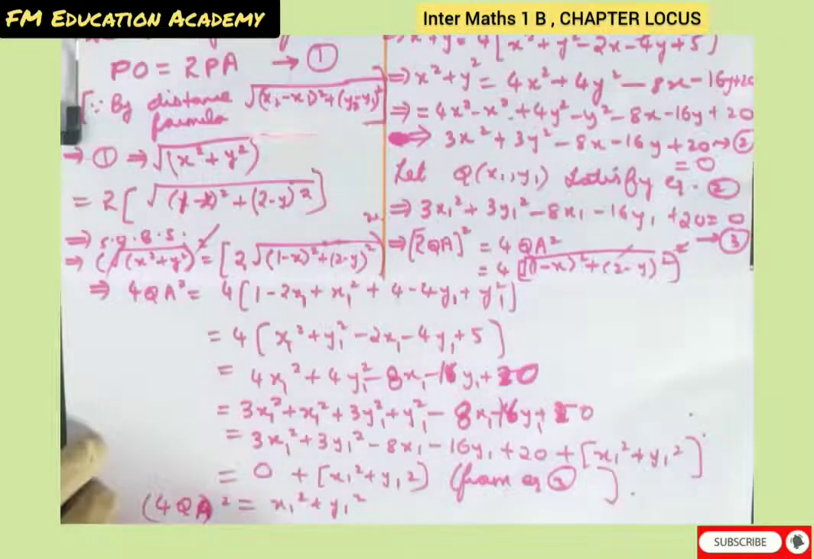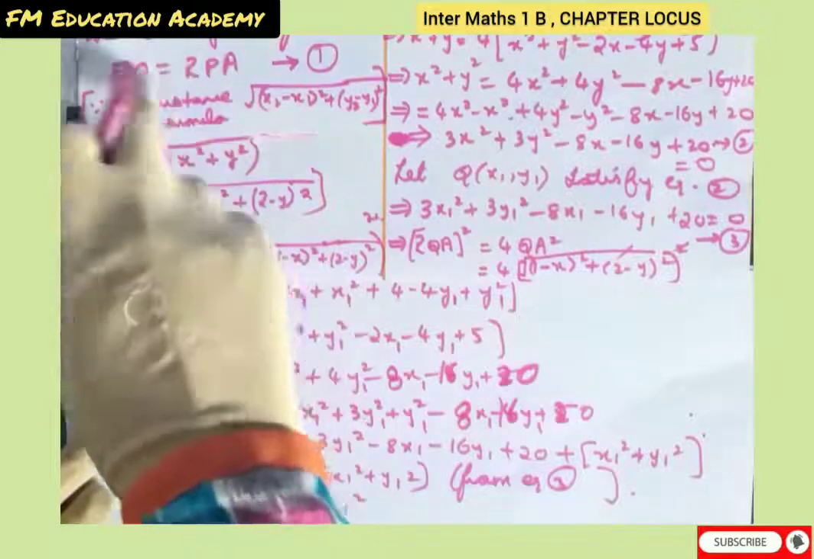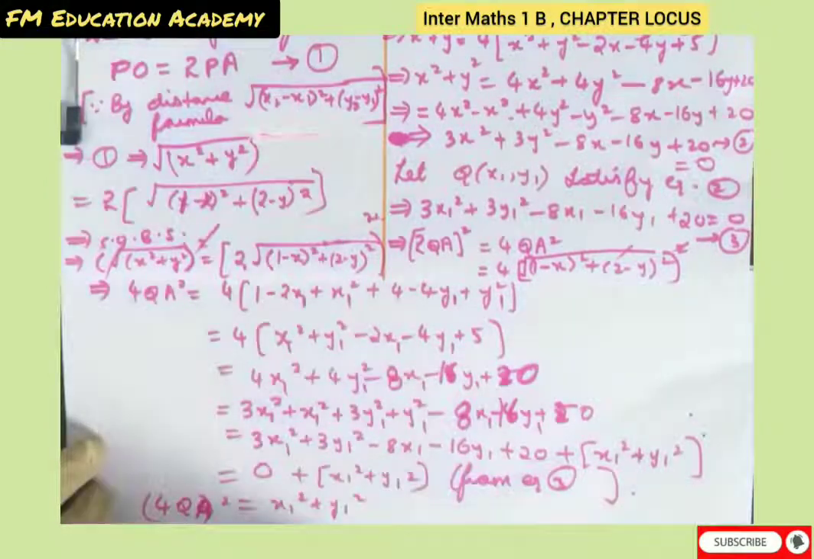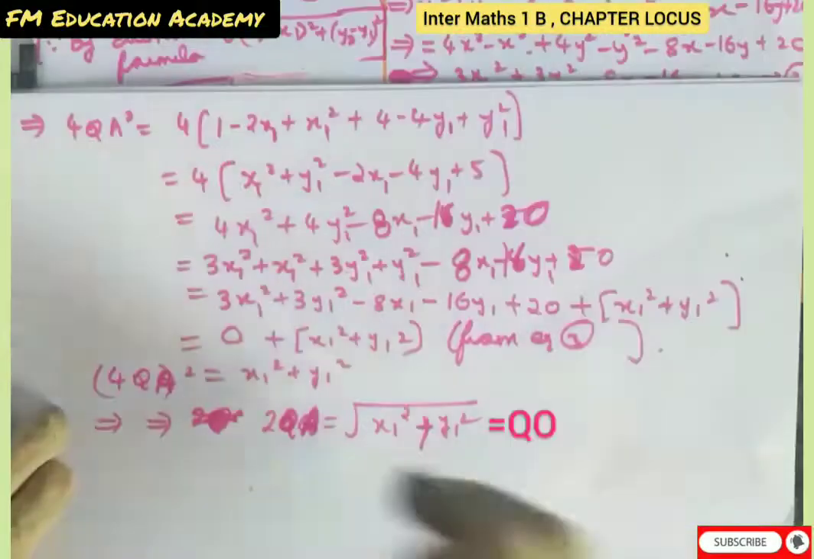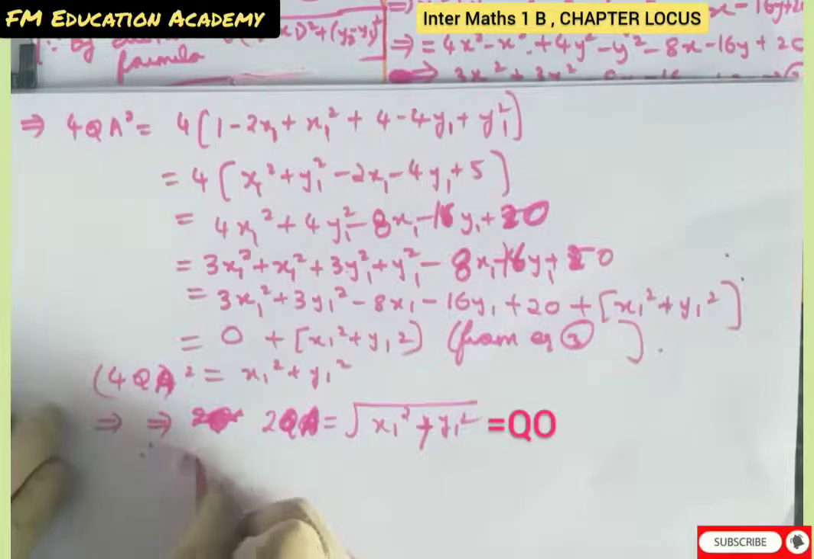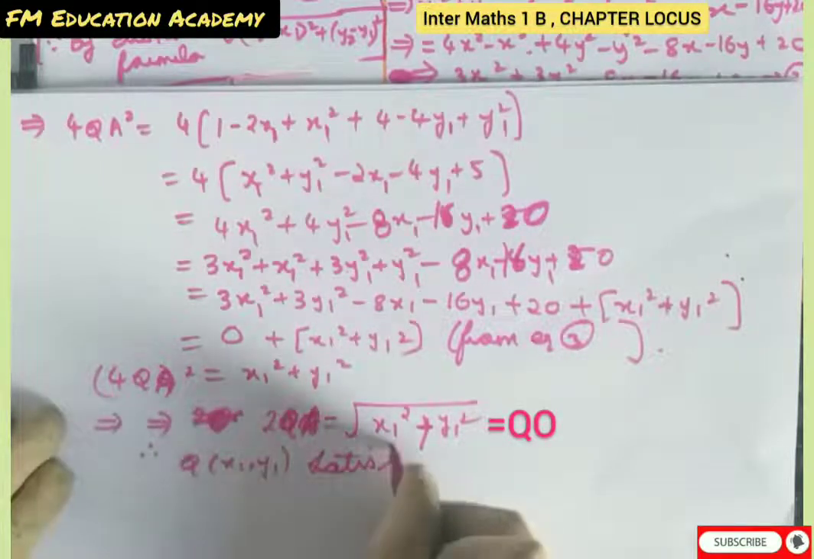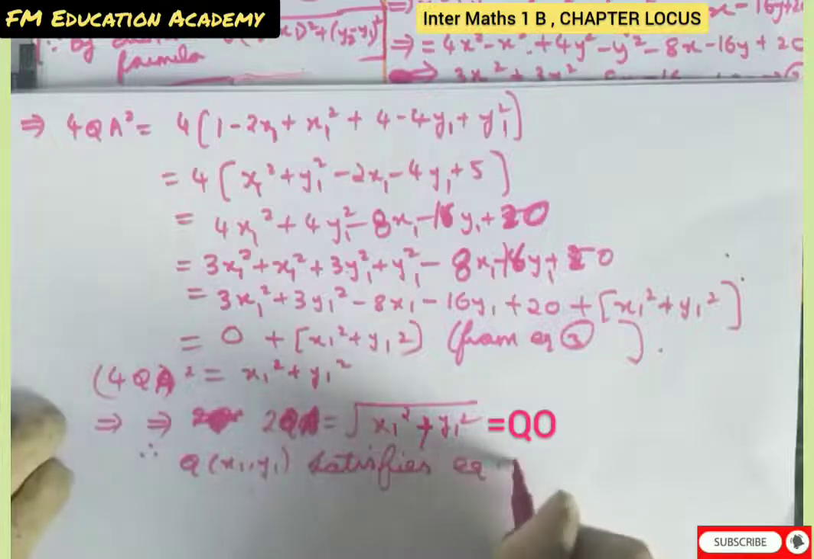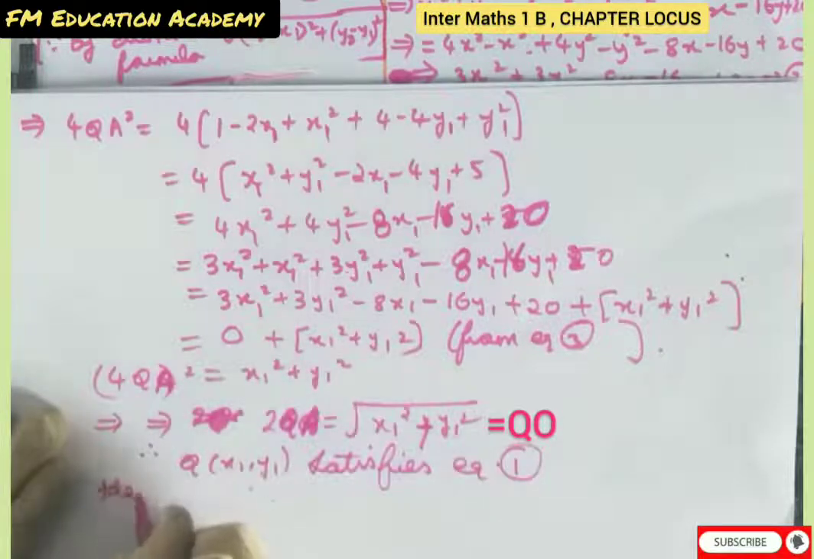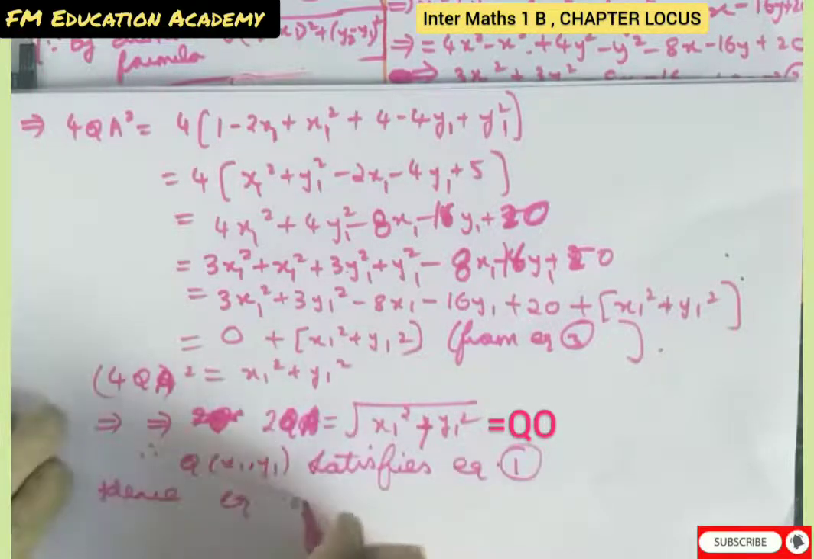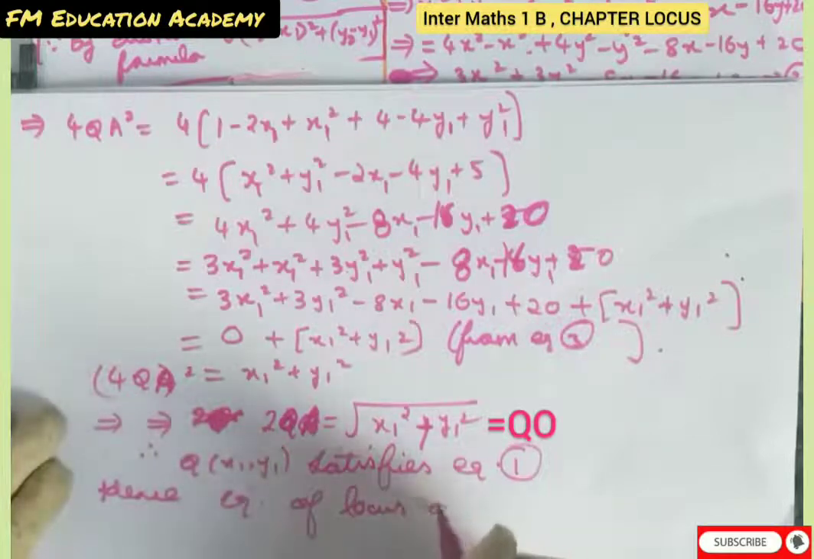Right. So here we can say that 2PA is equal to OP, and 2QA is equal to root of x1 square plus y1 square. So we can say that this Q(x1, y1) is satisfying equation 1. Therefore, Q(x1, y1) satisfies equation 1. So what can we write?